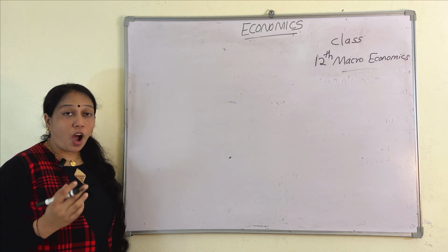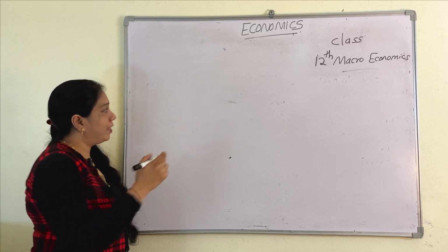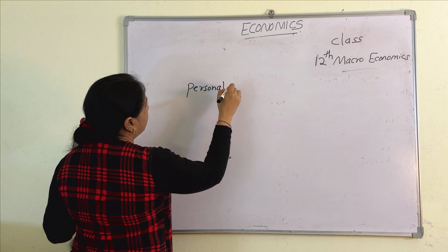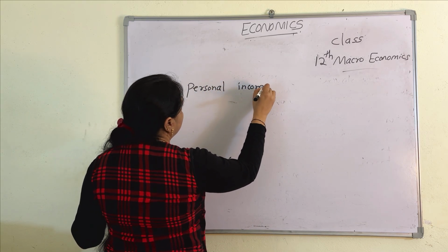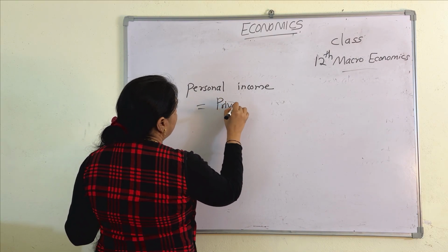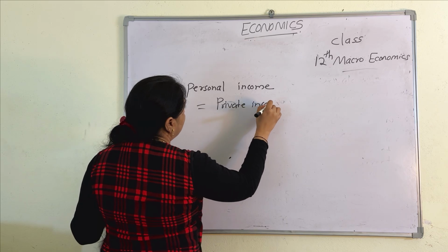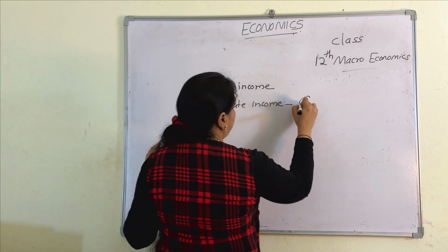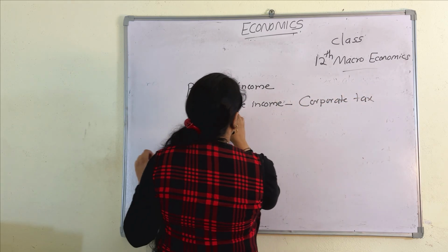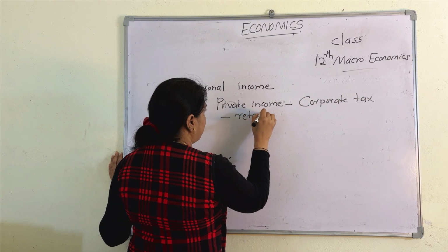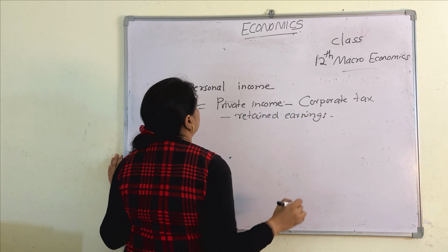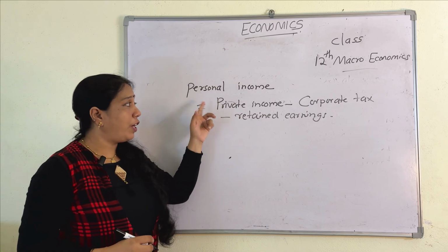Next, we will study how to calculate the personal income. The formula is private income minus corporate tax minus retained earnings. Okay, we already studied how to find out the private income.